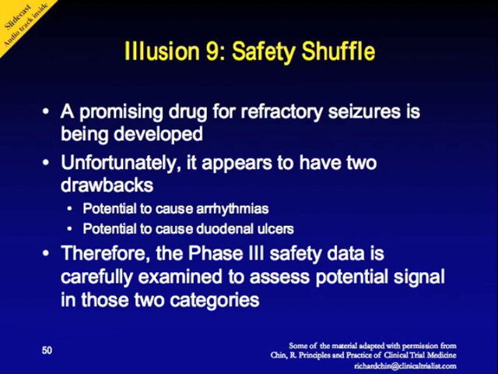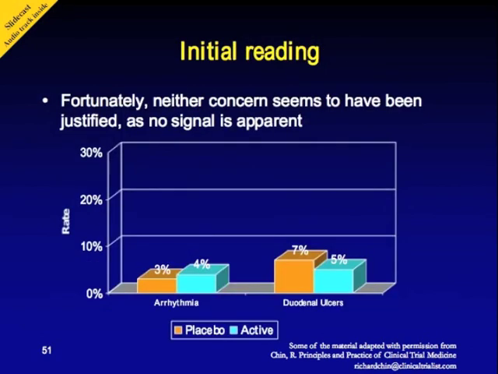The 9th illusion is the safety shuffle. So let's say you have a drug that's being developed for refractory seizures, but you're concerned about 2 potential side effects. One is arrhythmias, and the other is duodenal ulcers. So you do the phase 3 study, and you look at the safety data very, very carefully, and much to your relief, you see there really doesn't seem to be a signal, no real difference between placebo and active.